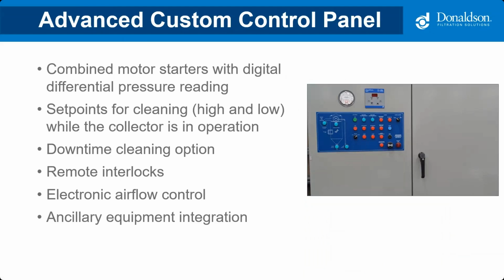Getting into a more advanced custom control panel, in addition to everything we've discussed so far with the basic control panel, this panel allows for things such as remote interlocks and integration of ancillary equipment. Interlocks are very common and are set up so the dust collector will turn on or off with the laser table, since the dust collector only needs to be running when the table is cutting. An advanced custom control panel typically utilizes electronic airflow control instead of manual. And at Donaldson, we strongly recommend using electronic airflow control alongside a VFD, which we'll discuss shortly.